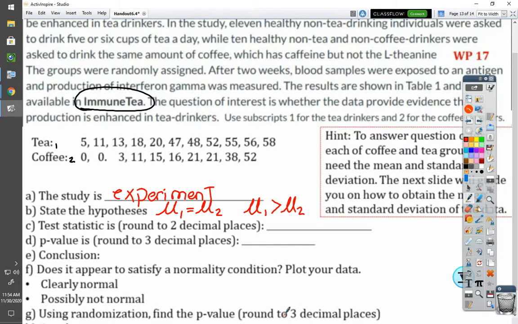Do the tea drinkers have an elevated level? That was said right here, I'm underlining it: enhanced in tea drinkers. So we want to know if tea drinkers are more.